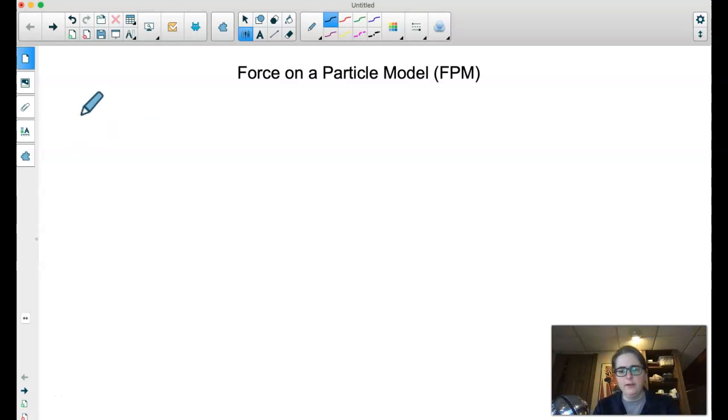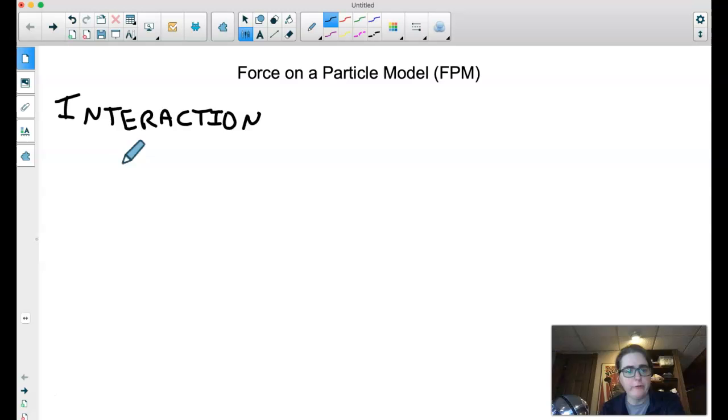In this video, I'm going to summarize the major parts of the Force on a Particle Model, or FPM. So the first diagram that we used as part of this Force on a Particle Model is the interaction diagram. The interaction diagram tells us three things. It tells us what objects are interacting. It tells you what type of interaction each of those are. And it tells you what the system is.